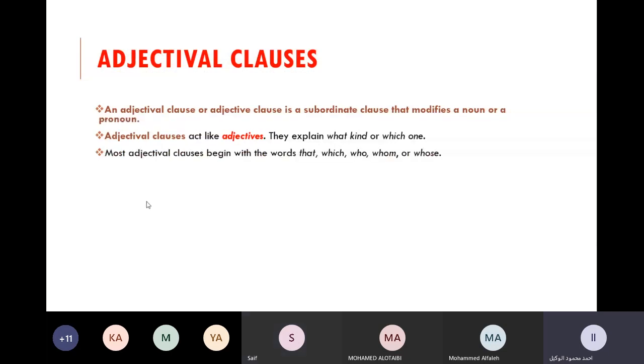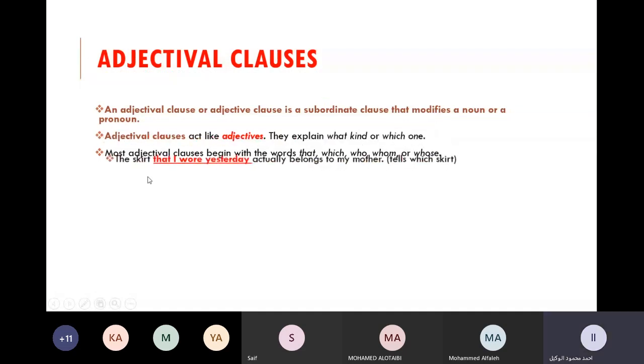Most adjectival clauses begin with the word that, which, who, whom, whose, and we have also when and what, but you will not study those this year. So I need you all to focus on these connectors: that, which, who, whom, or whose. Most of the adjectival clauses we have in English must start with one of these.